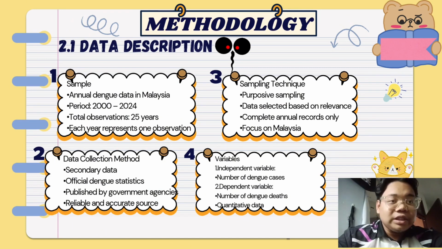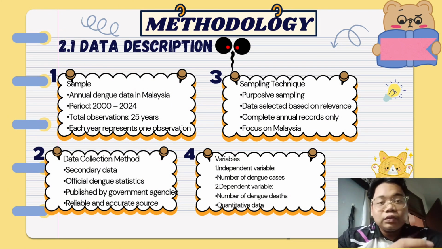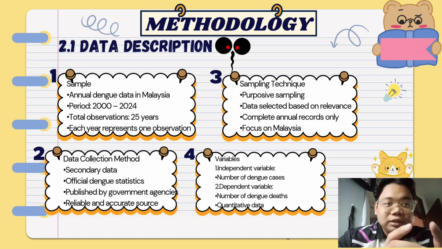For the methodology, I will start with the sample. The sample used in this study consists of annual dengue data in Malaysia from the year 2011 until 2021. There are 7 observations in total, where each year represents 1 observation. This sample is suitable to describe the pattern of dengue cases and deaths over time.